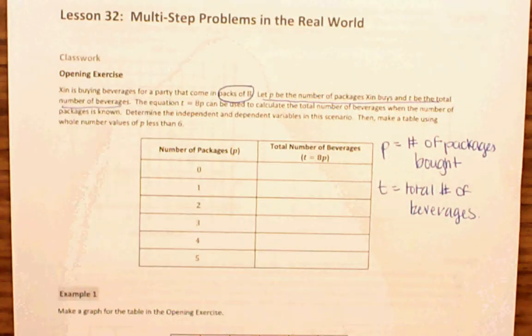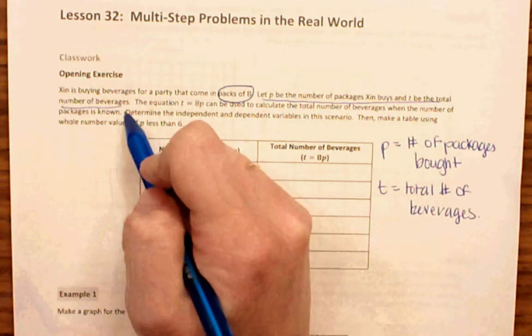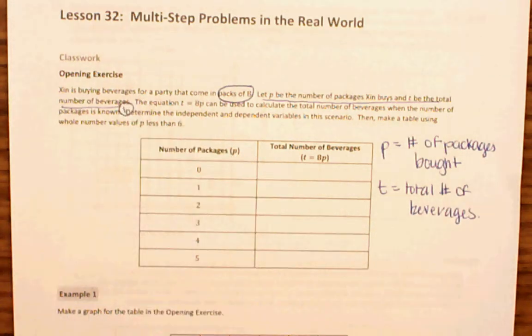The equation T equals 8P can be used to calculate the total number of beverages when the number of packages is known. Determine, that's our first step, we have to determine the independent and dependent variables in this scenario. Then we need to make a table using the whole number values of P less than 6. So let's jump right into it.